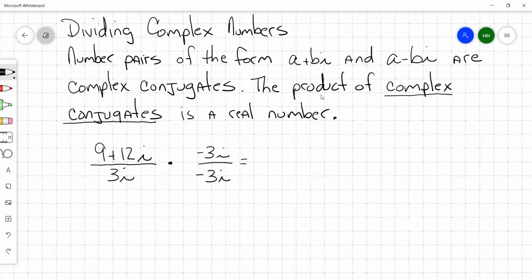So on the top, you've got 9 plus 12i times negative 3i. So your 9 times negative 3i is negative 27i. And your 12i times negative 3i is negative 36i squared. In the denominator, 3i times negative 3i is negative 9i squared. You with me?